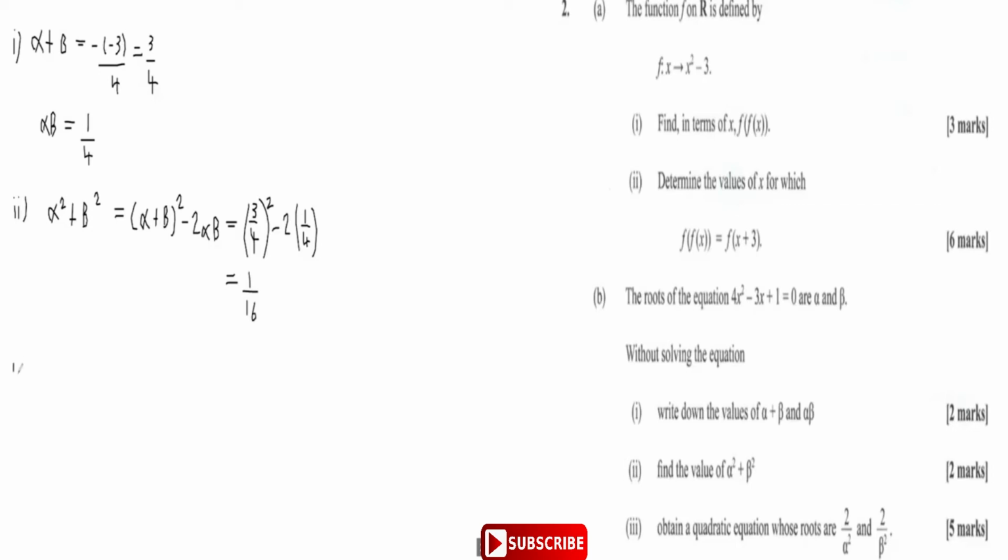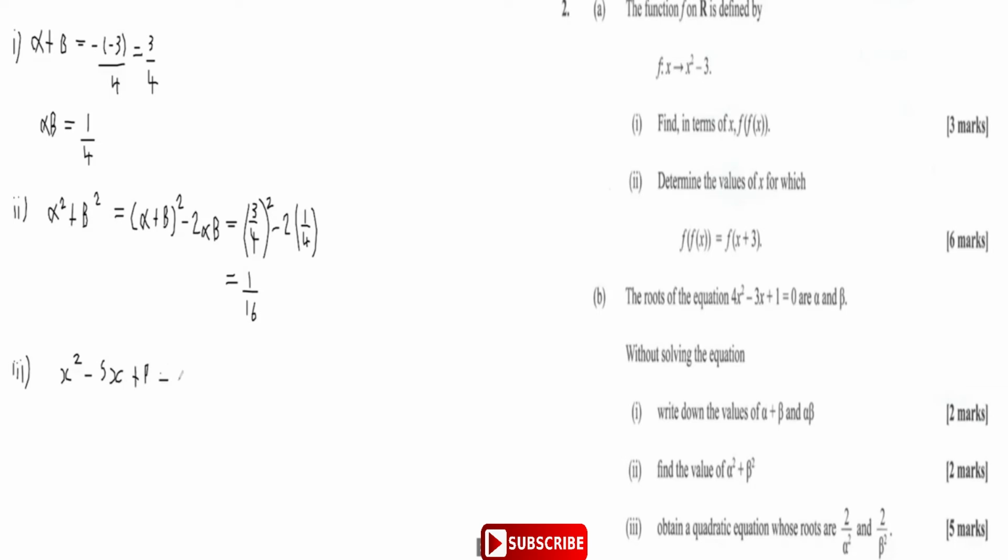Next, part 3. Part 3 says, obtain a quadratic equation whose roots are 2 over alpha square and 2 over beta square. So if you want a new quadratic equation, we know that a quadratic equation is always written in the form x squared minus the sum of the roots times x plus the product of the roots, that's equal to 0.